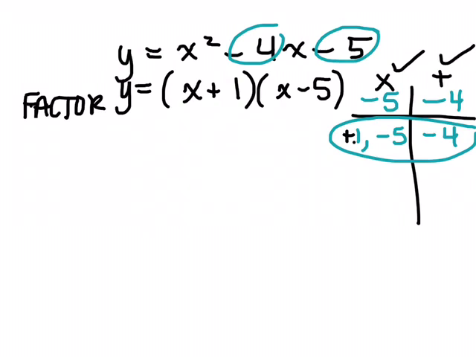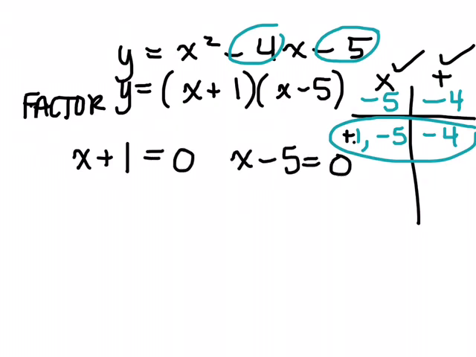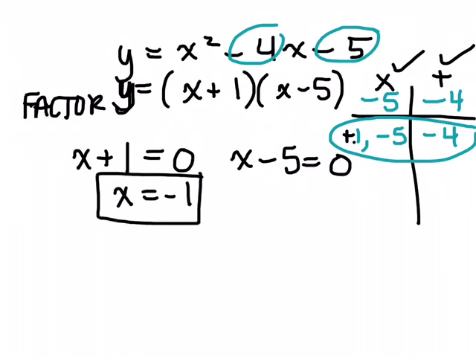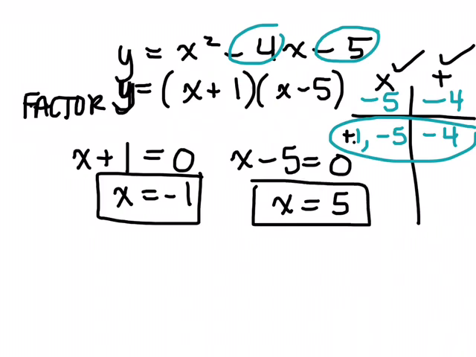So that means that x plus 1 is equal to 0, and x minus 5 is equal to 0. So when y is 0, I'm just making y 0, that means that the x value is an x-intercept. So what's the first x-intercept? Negative 1. And what's the second x-intercept? Positive 5. Good.